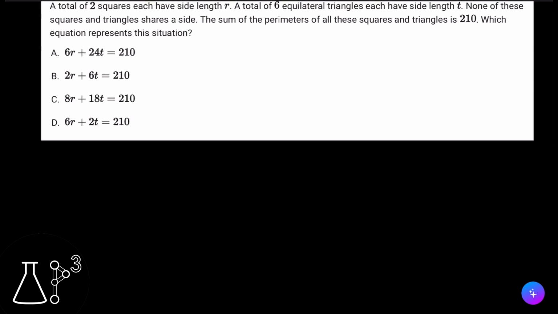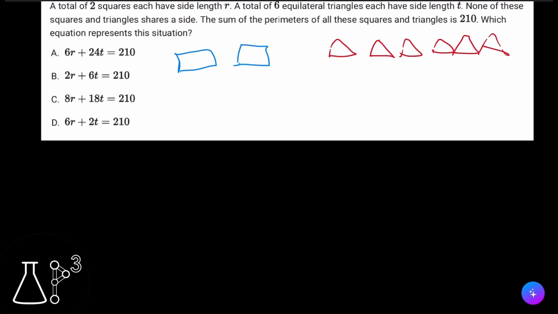Okay, so I'm given that we have 2 squares. So let me draw those 2 squares. And I also have 6 equilateral triangles. Every single side length is the same because it's equilateral, and you can see that because the word equilateral means equal sides. So you can conclude that every single side is equal. So there are 6 triangles, and I'm just going to draw them over here.